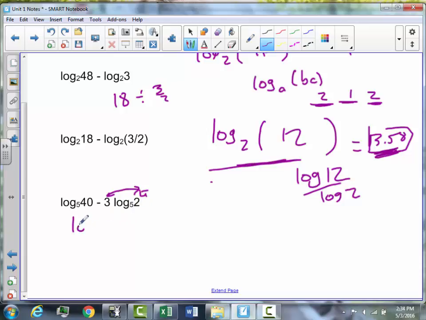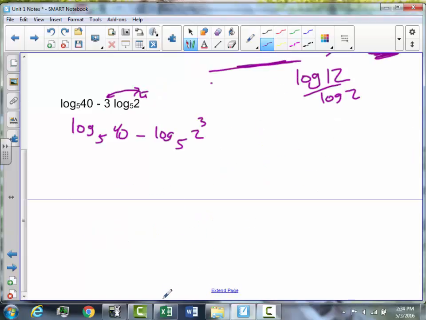So you could write this as the log base 5 of 40 minus the log base 5 of 2 and make it 2 to the power of 3. See how that works? I've taken this 3 and I pulled it up top as an exponent. We're almost to that point. I want to do one more step if we could first, though. What is 2 to the 3? 8, yeah. So it's the log base 5 of 8.